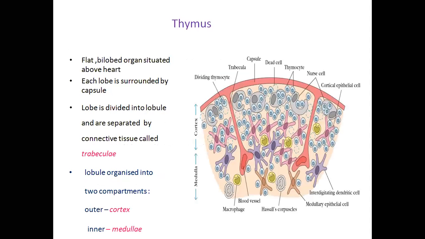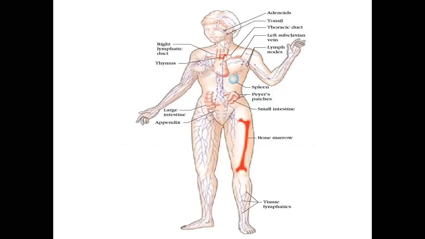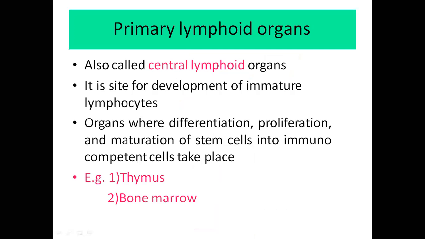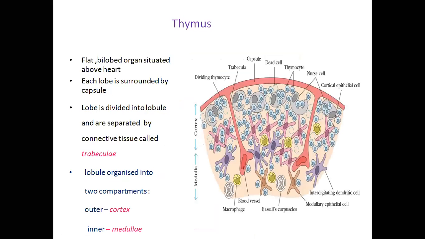Now, first of all, let's see what the thymus is. Going back to this figure, where do we see the thymus? The thymus is present in this area, just above the heart, in the thoracic area. But what is this thymus?